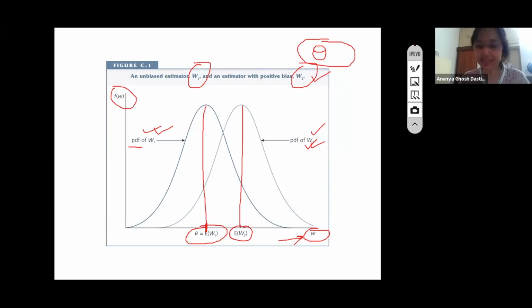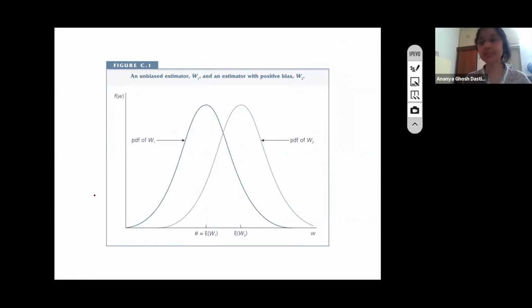So I will just show this to you once again. Please look at this diagram very carefully, because conceptually this is something very important. What are we trying to do? We are trying to understand what it means to talk about the statistical properties of estimators. We are trying to understand what we mean when we say that the OLS estimators are unbiased. To do that, we are taking an example of two different estimators of a single population parameter theta.